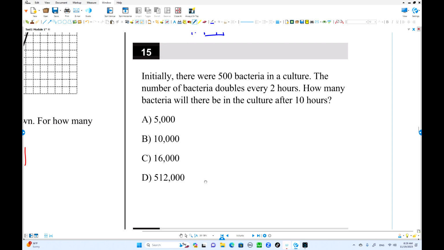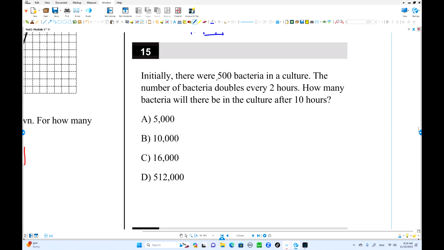All right, number 15. At the beginning there are 500 bacteria in a culture. The number of bacteria doubles every 2 hours. This we call double life. Sometimes this is half life. Okay, we call it double life. So we have 500. Double life. 1 plus 1 is 2, right? That is double life. 1 plus 1 is 2.